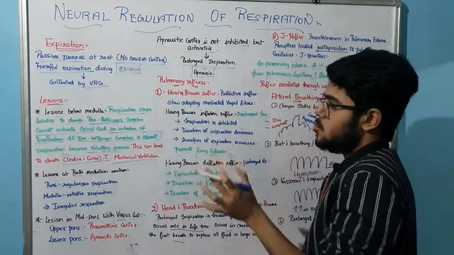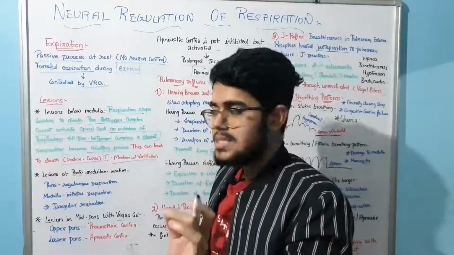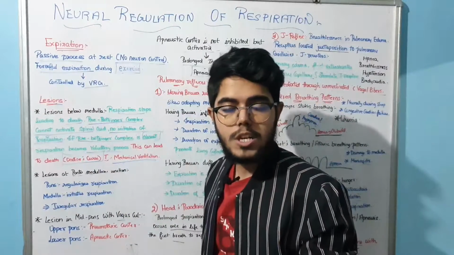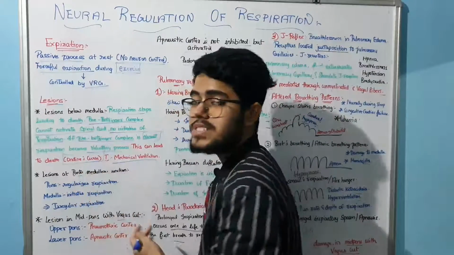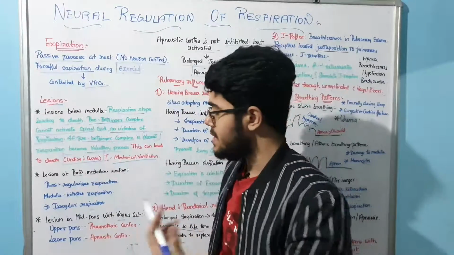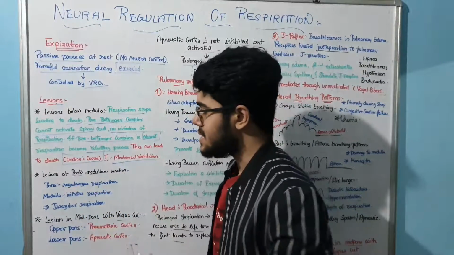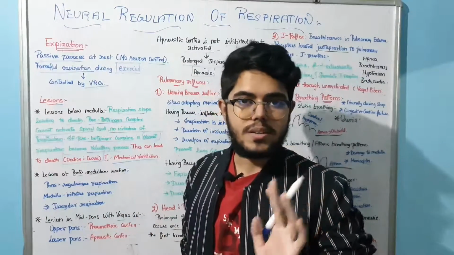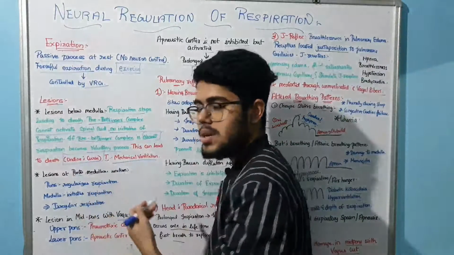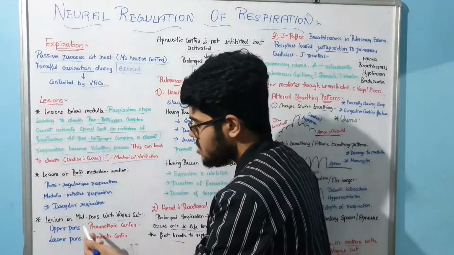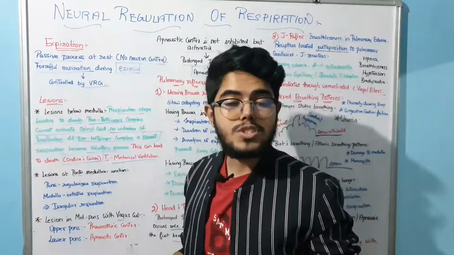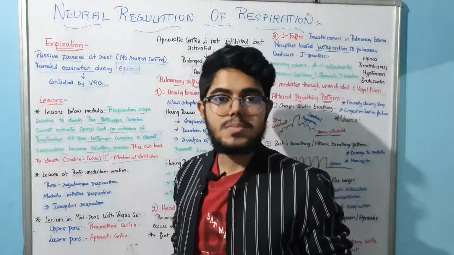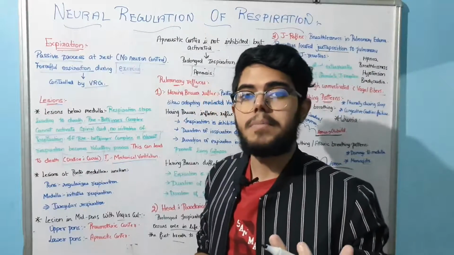Now just revise the conditions. Lesion below the medulla, then what happens? The respiration will stop. The respiration will become a voluntary process if the pre-Botzinger complex is absent. Then we need mechanical ventilation. That death is called Ondine's curse. When the lesion is at pontomedullary junction, irregular respiration. If the lesion is at mid pons with vagus cut, the apneustic center will not be inhibited but activated, that causes prolonged inspiration, that is called apneusis.